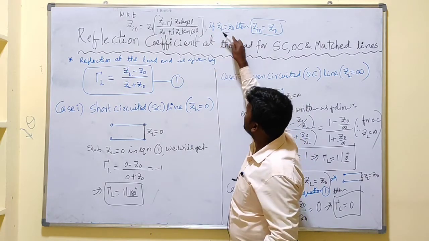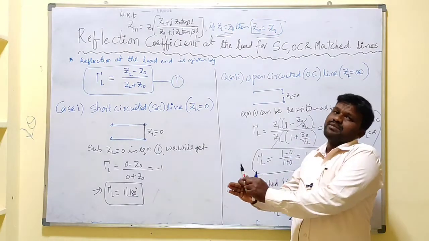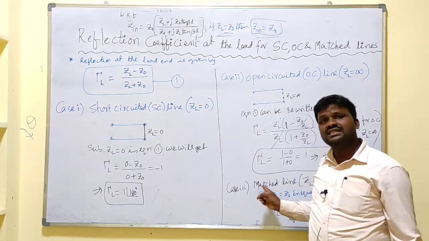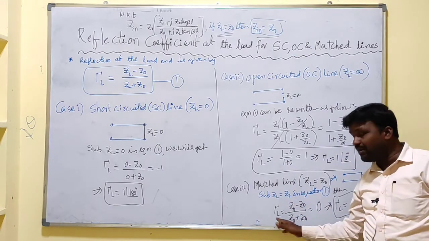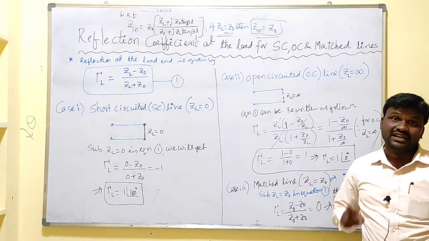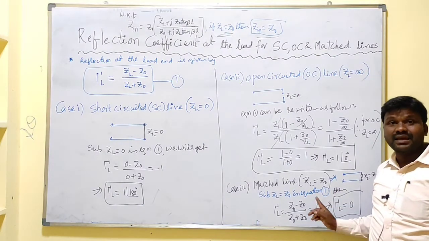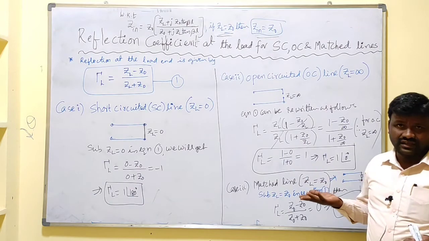And compare these two, that is ZL equal to Z naught. Here if ZL equal to Z naught, ZIN is also equal to Z naught. Means what? Input is matched to our load. So that's why this case is called as matched case. And by calculating gamma L, by substituting ZL equal to Z naught, we got reflection coefficient as 0. That's why this case is matched case. Why it is matched case? There is no reflection from the load end.